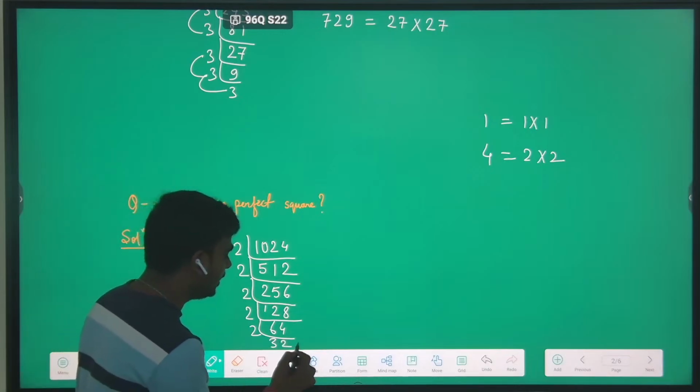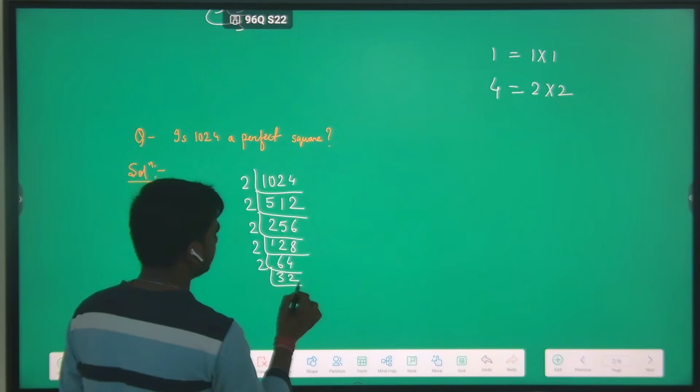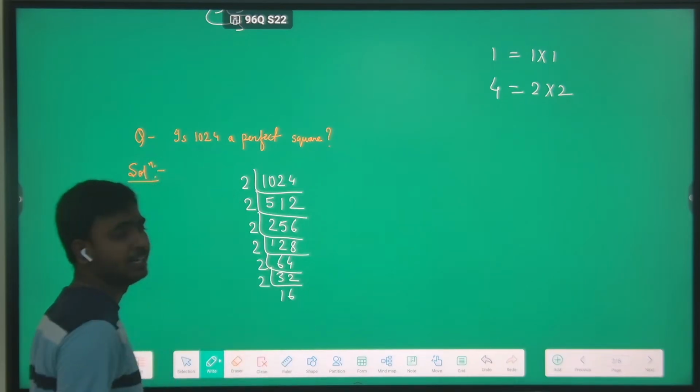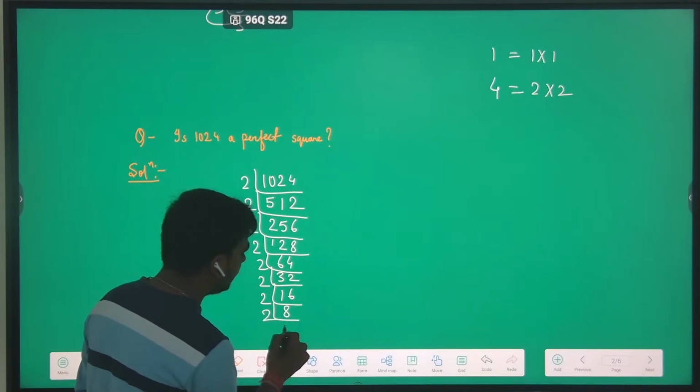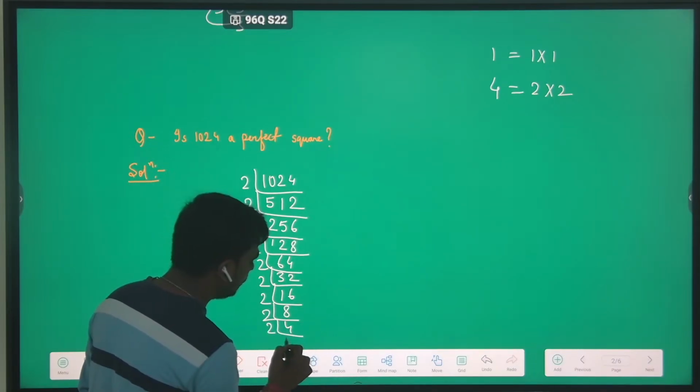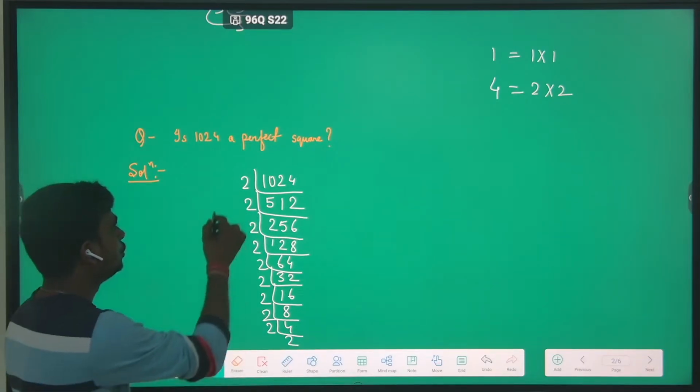2 multiplied with 2 is 4. Now, 2 multiplied with 16 is 32 and 2 multiplied with 8 is 16. 2 multiplied with 4 is 8. 2 multiplied with 2 is 4. So what are we getting?